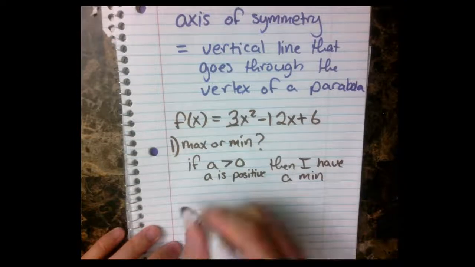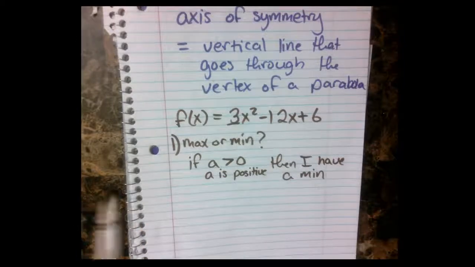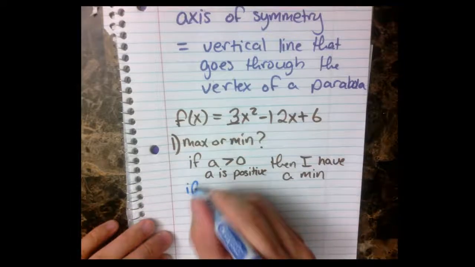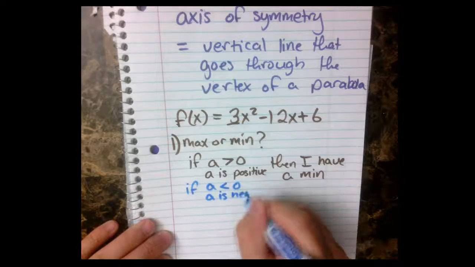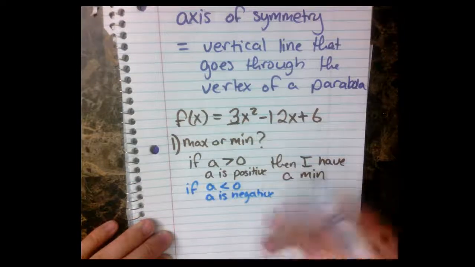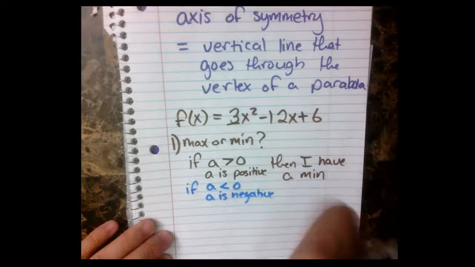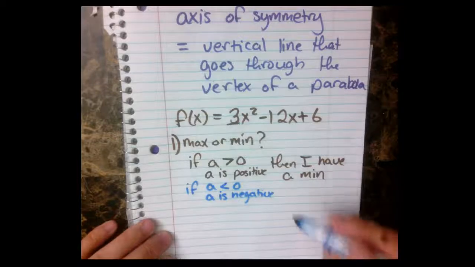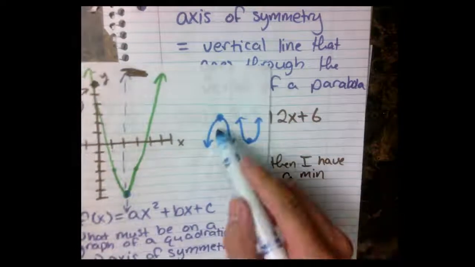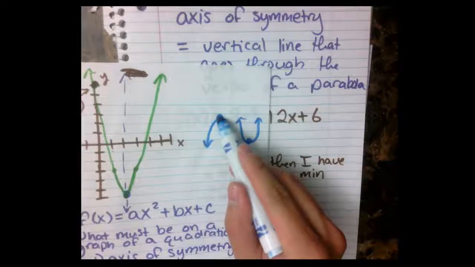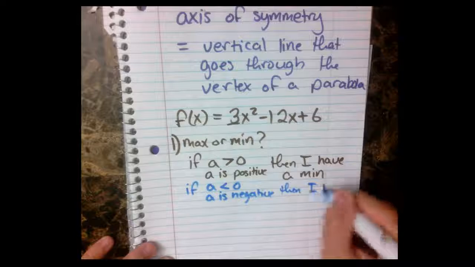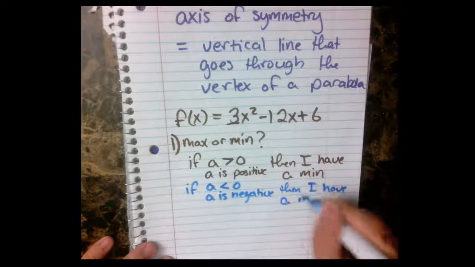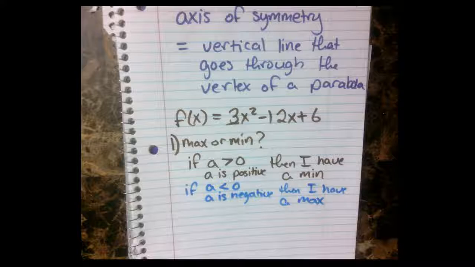On the other hand, if A is less than 0, or rather if A is negative, that means that my parabola would be opening downwards. In which case, if it's opening downwards, then my parabola would have a vertex that is its maximum. Then I have a max. So that's just how you tell whether or not it's a max or a min. Remember, for our problem, we are going to have a minimum.